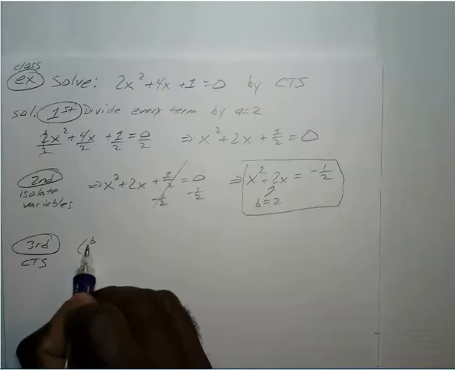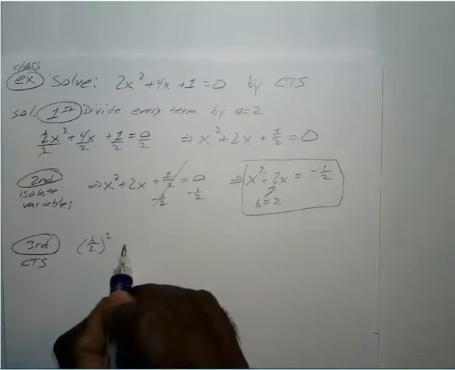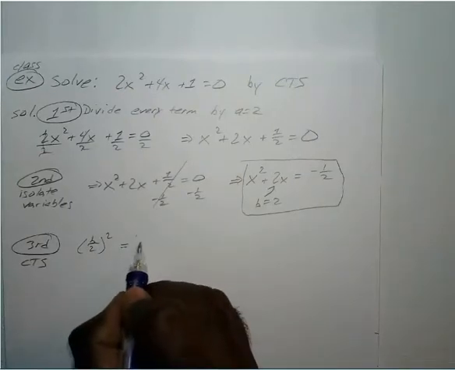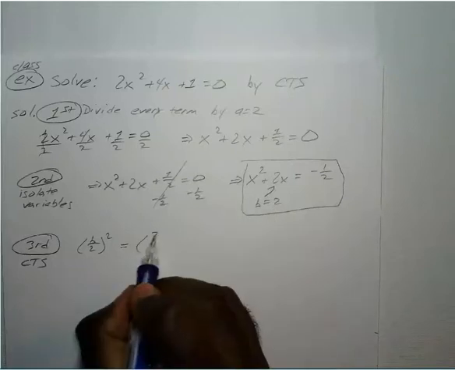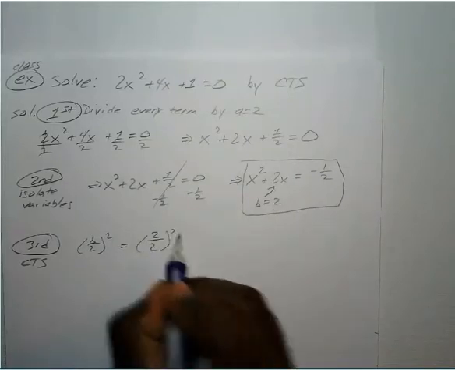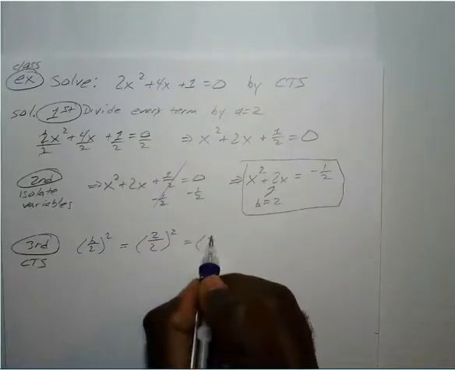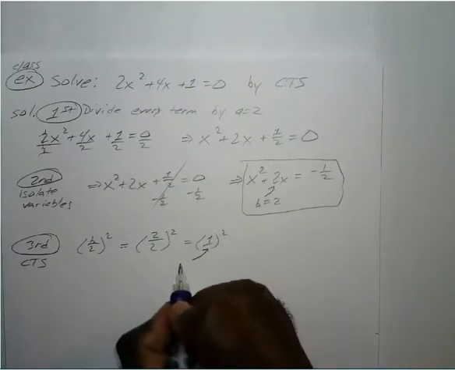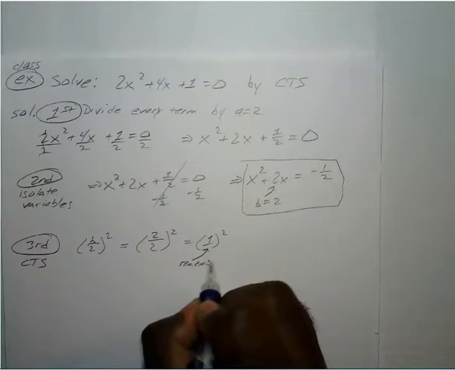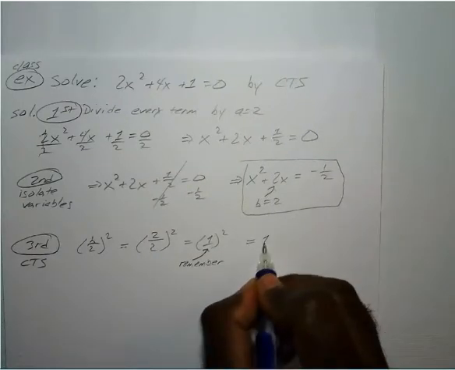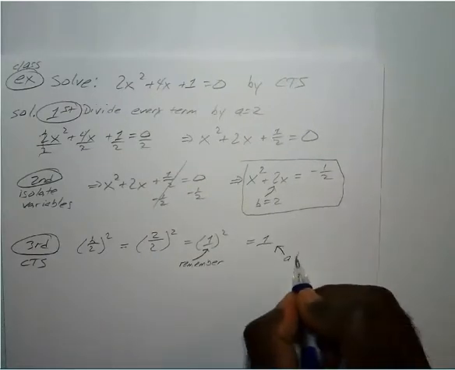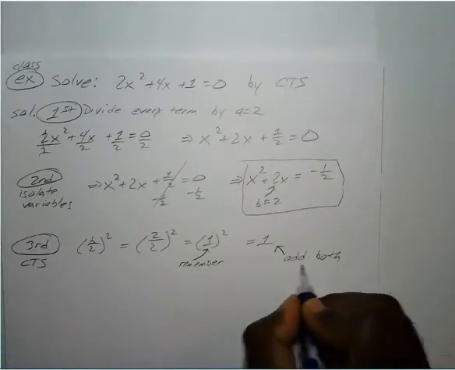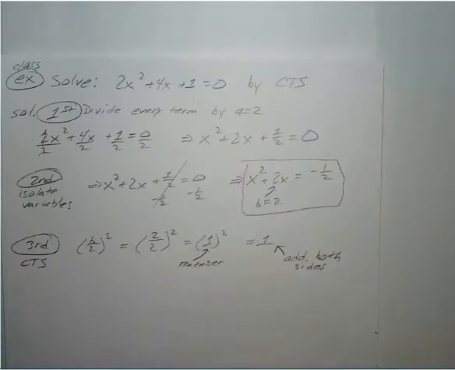Okay, so that's b divided by 2 squared. So b is equal to 2. So that's 2 divided by 2 squared, which is equal to 1 squared. And you want to remember that value. And 1 squared is just equal to 1. And that's what we add to both sides.